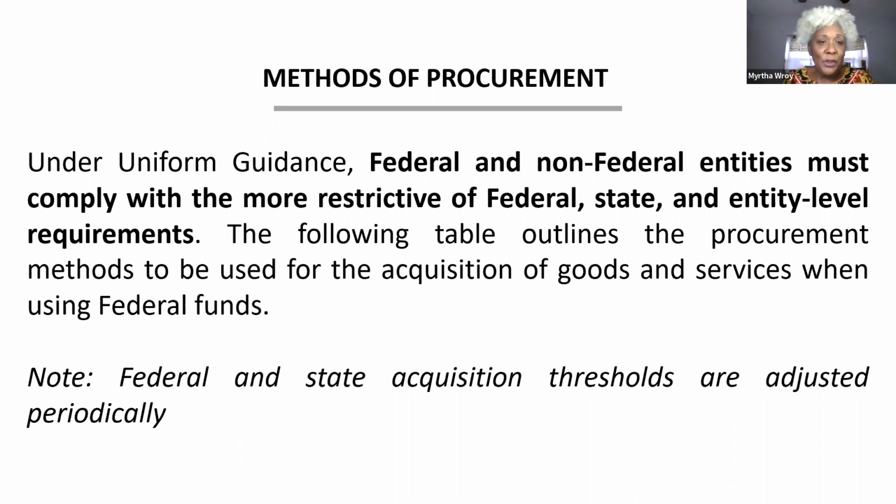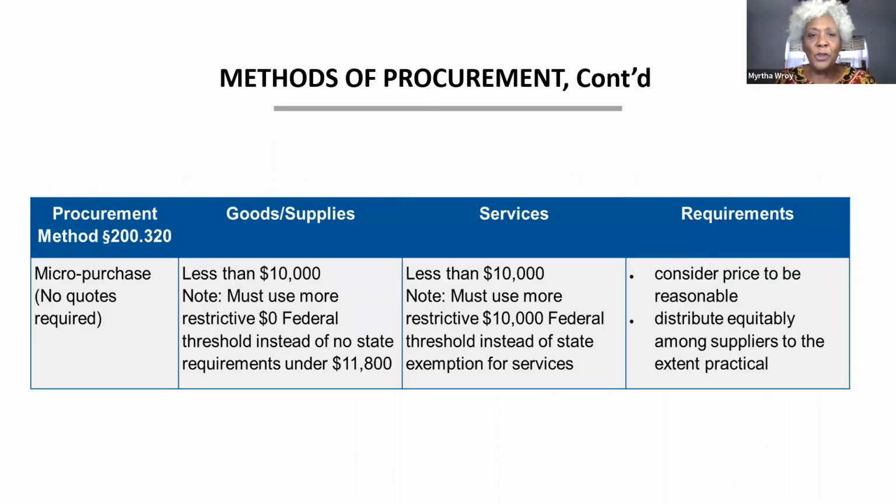Which is important. So as we just said, federal and non-federal entities have to comply with certain laws, whether you're at the federal, state, or local level. The laws flow down just like anything else. So I'm going to share with you guys methods of procurement. What does that mean?